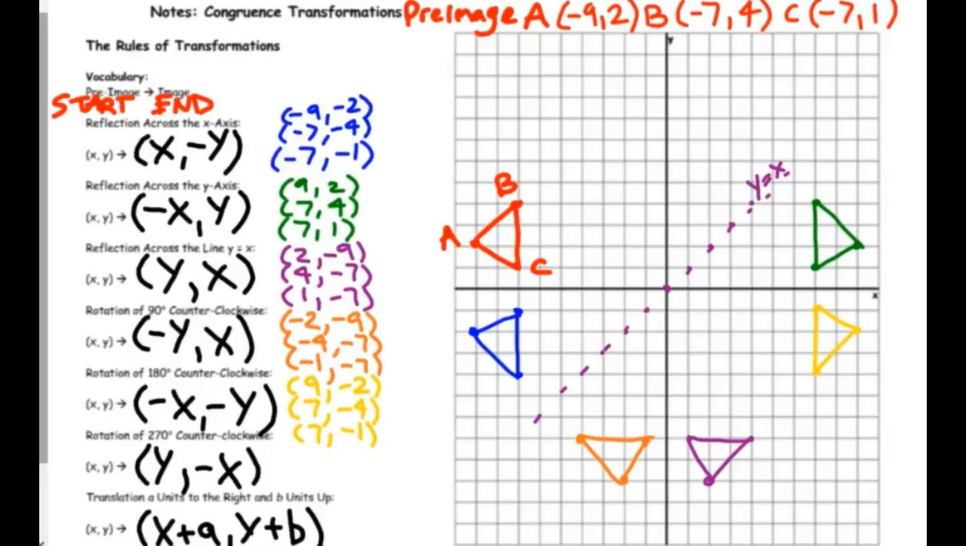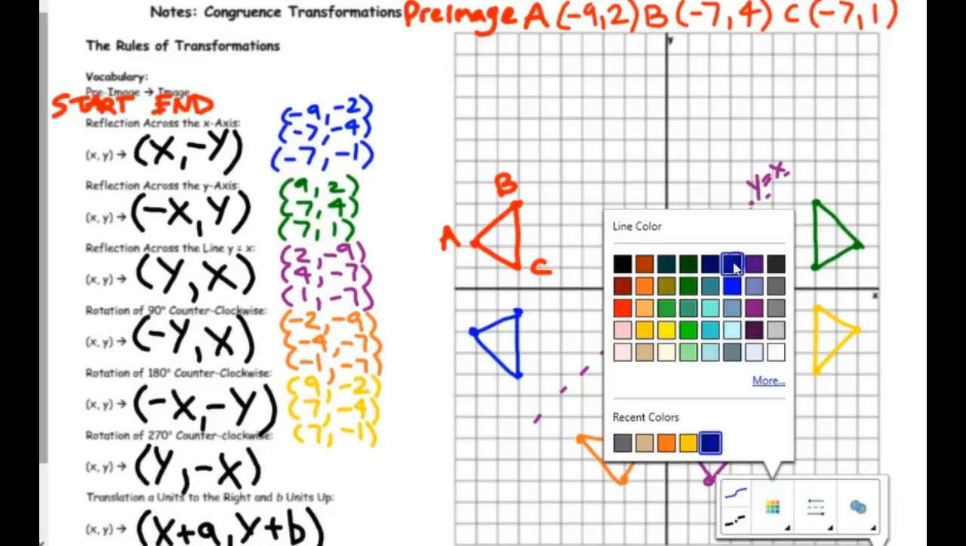And then, last but not least, 270 degrees. This is kind of like 90 degrees. You're going to switch them, but the x changes this time. So, let's see here.